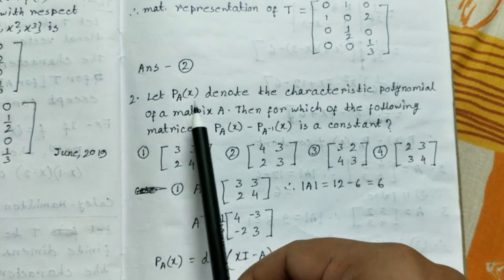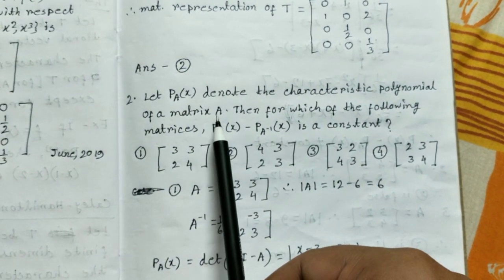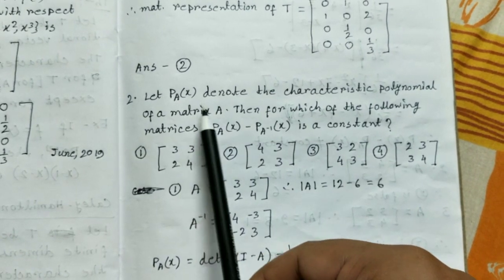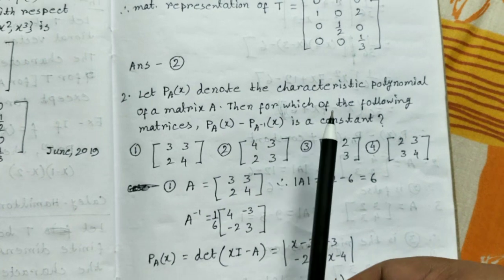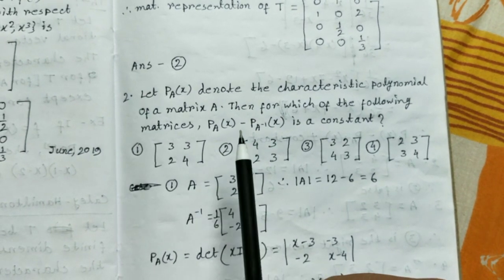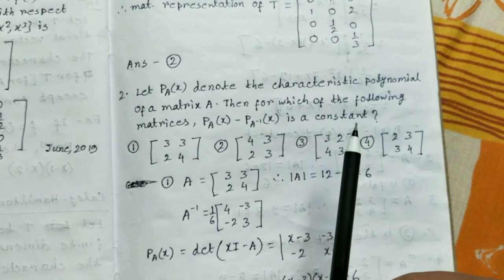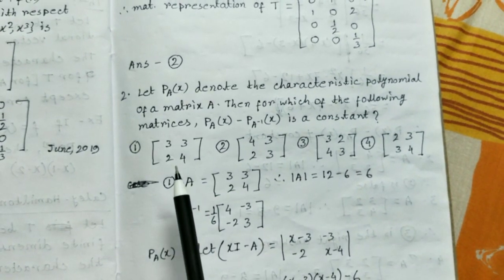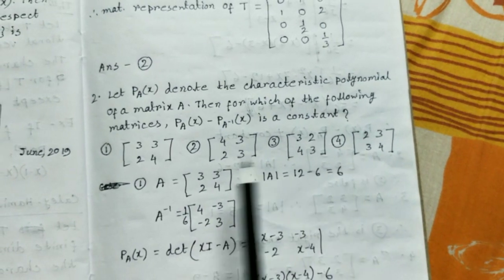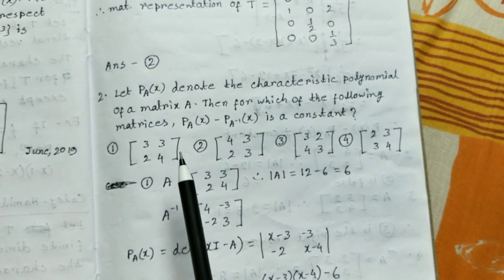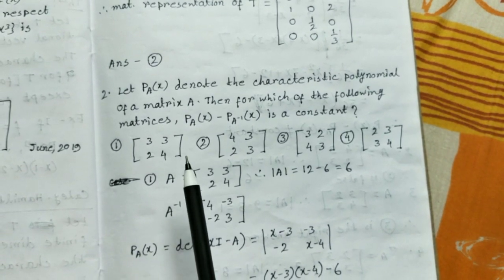Let P of x denote the characteristic polynomial of a matrix A. So if A is a matrix, then P of x denotes the characteristic polynomial of that matrix. Then for which of the following matrices is P of x minus P of A inverse x a constant? Now these are the following matrices. Four matrices are given, every one of order 2 cross 2.